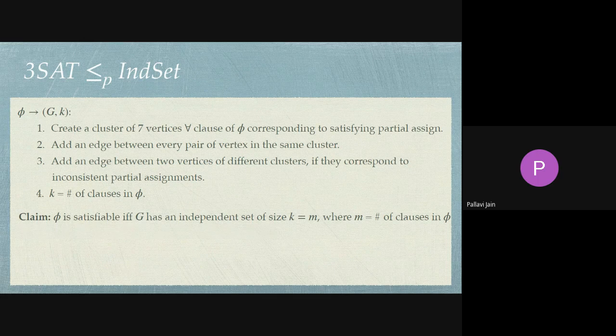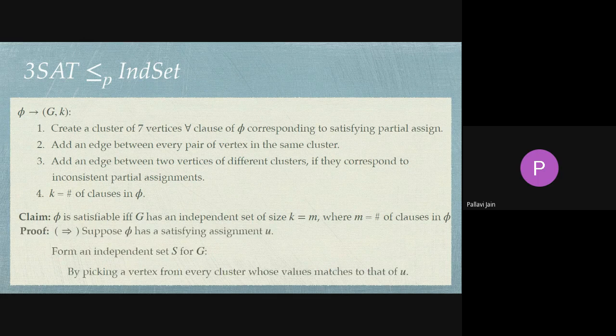Okay. Yeah. So, yeah. What was the question? Every clause? Right. No. So the construction is possible in polynomial time. So you have just one clause, right? And with respect to that, you are only adding 7 vertices, right? And then you do the same for the other clauses, right? So it is doable in polynomial time.